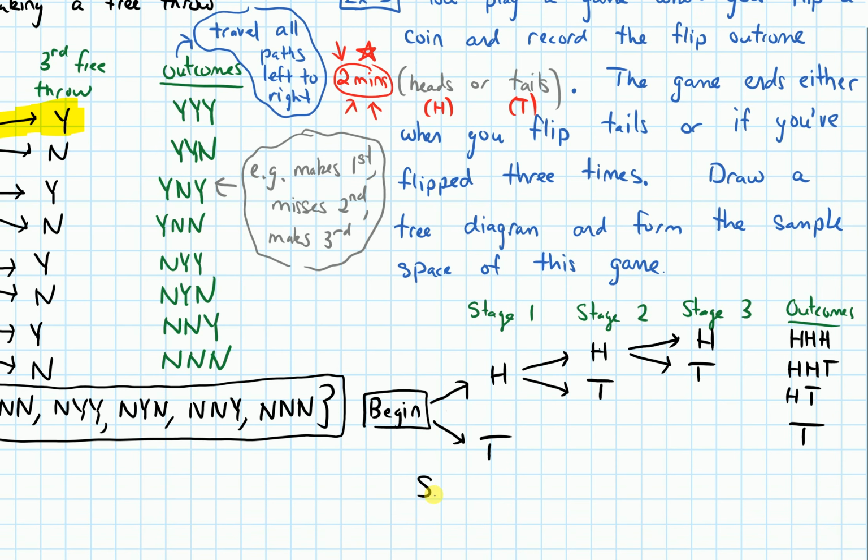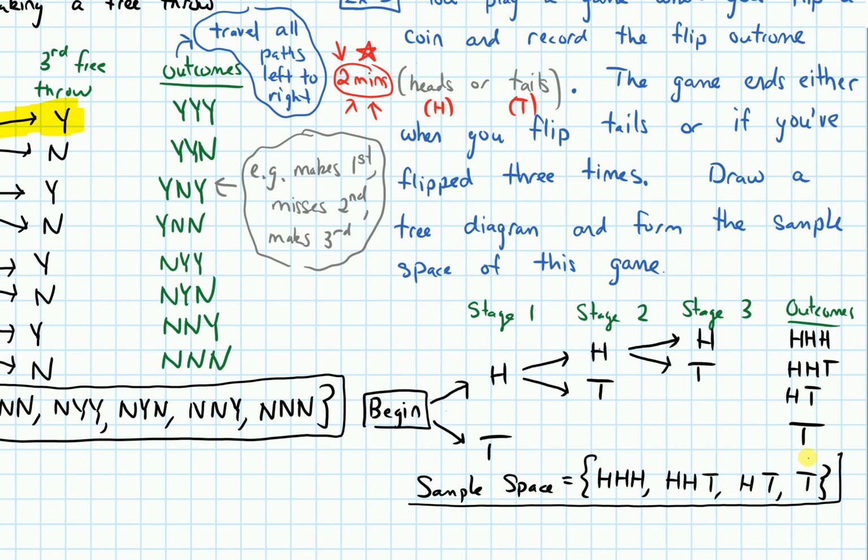All right, so our sample space has HHH, HHT, HT, and T. So there are 4 elements in this sample space.